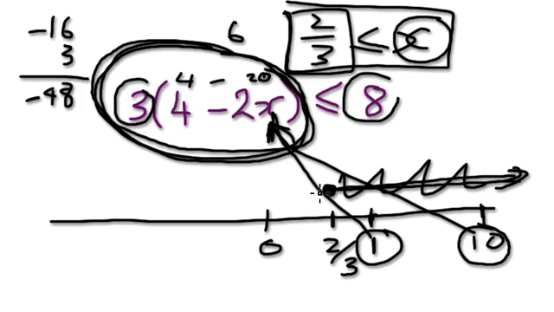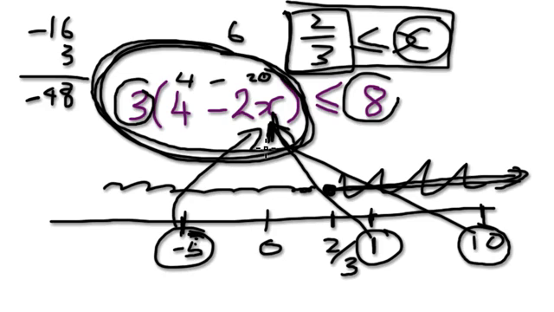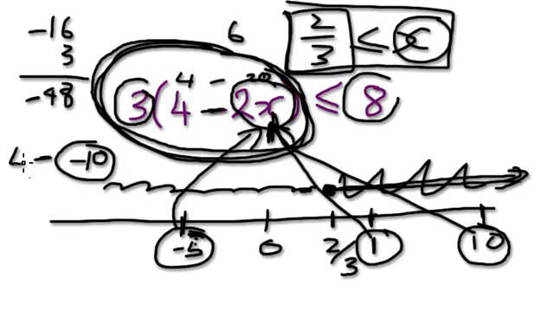Okay. Now suppose you select some region over here. Let's say minus 5. Put minus 5 into this thing here. Now 2 times negative 5, that would be negative 10. And then don't forget we've still got this minus here. So here you've got 4 minus negative 10.